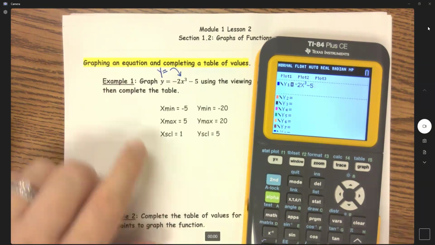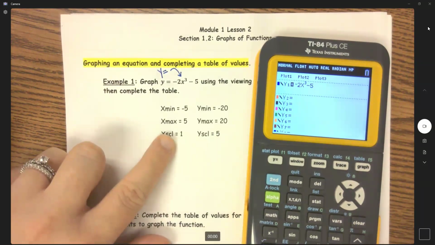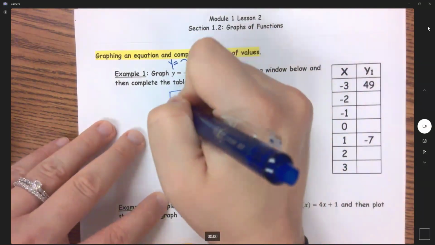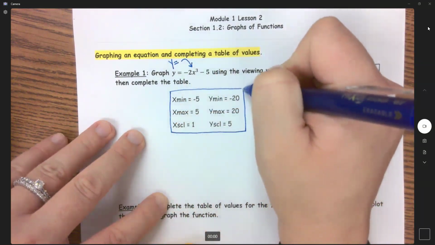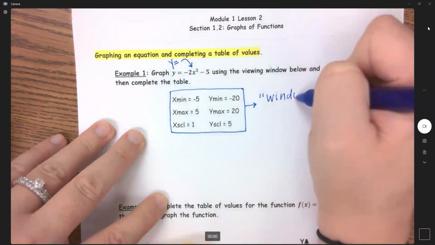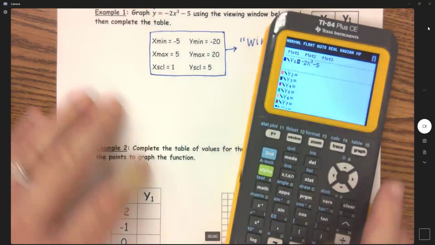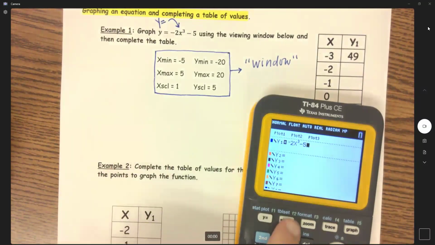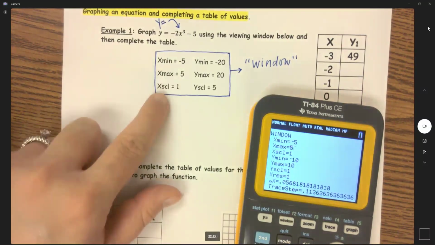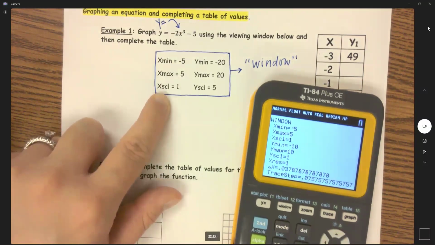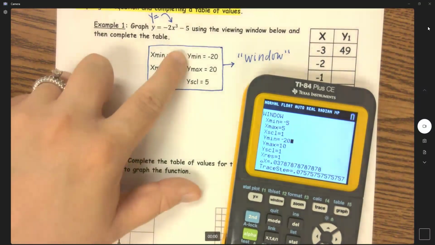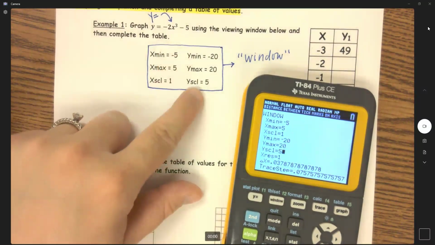Now I don't want to hit graph yet because I need to change my window right here. So to put this in, we are going to hit window. So I will go to window right here and make it match. So I want -5 to 5 with a scale of 1. And I'm just typing these in and hitting enter, and it's going on to the next one for me. The -20 for right here, enter, 20, enter, scale of 5, enter.